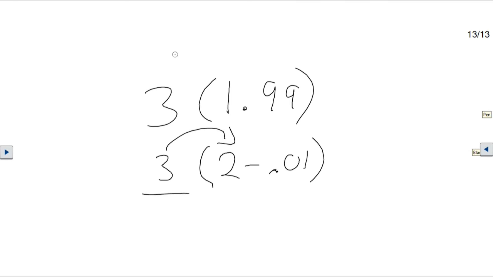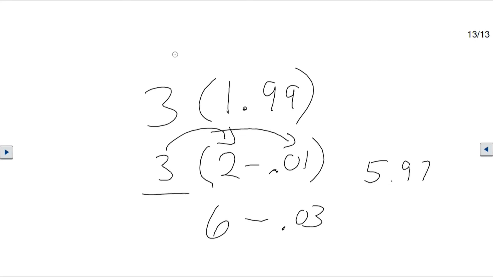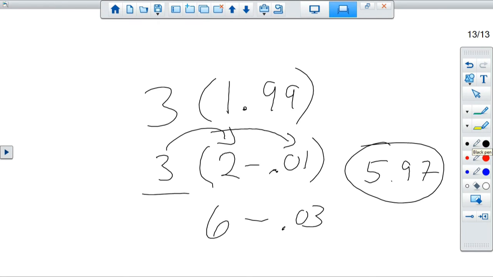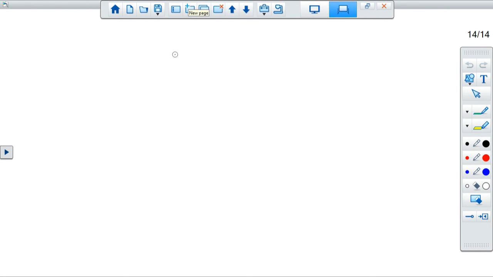So now the distributive property turns this into easy mental math, right? 3 times 2, everybody can do that, that's 6. Right? 3 times a penny, or 3 times 0.01 is 0.03. Right? And if I have $6 and I take away 3 cents, I'm left with 5.97. Okay. So again, the distributive property takes a tough problem that would be hard to do mentally and turns it into a very simple calculation that you can do in your head.